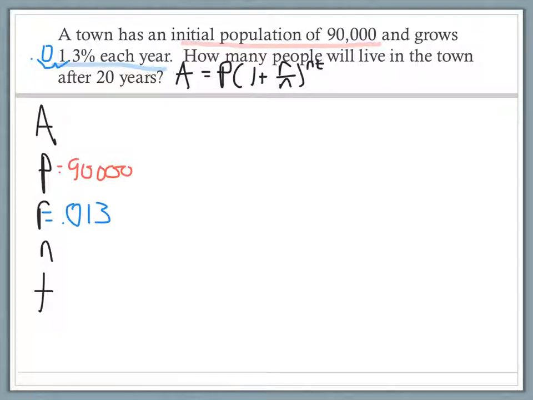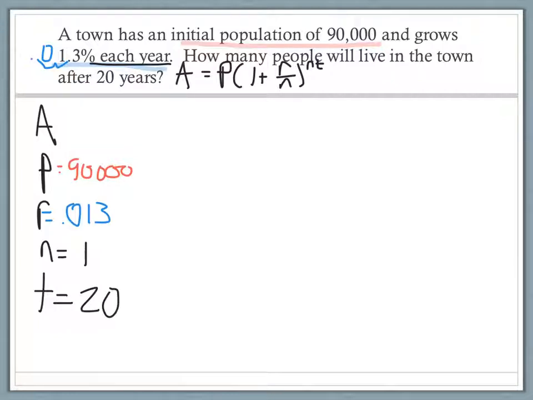For N, we're talking about our number of times it compounds. For this one, it just happens once a year because it's just each year. We'll deal with other ones when N's going to change, but for today, we're just going to have N equal 1. Tomorrow, we'll do something different. T is the number of years, which is going to be 20.